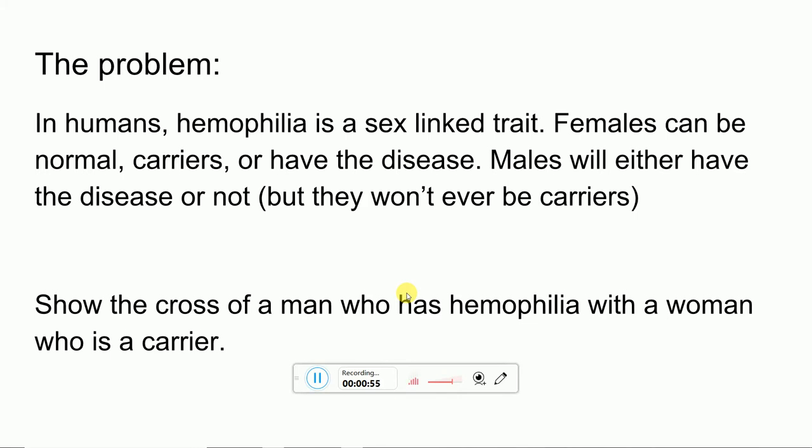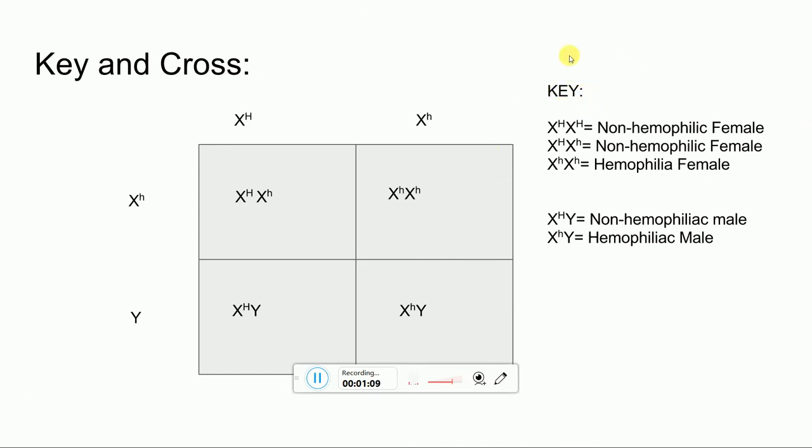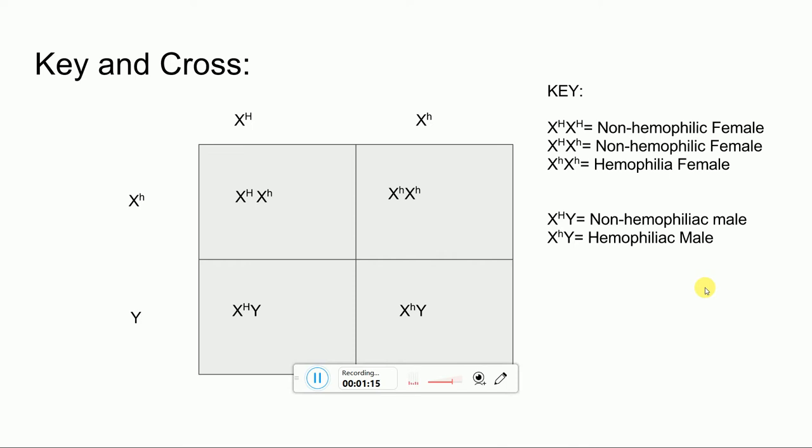So the problem is to show the cross of a man who has hemophilia with a woman who is a carrier. Before you start, you always need to first create your key. If you look over to the right here, I've created the key over here. My mouse is circling it. It should have a little yellow dot on it, so you can follow that around, because that's what I'm going to use to point, because I can't really write on my screen. I'm somewhat high-tech, but not that much.